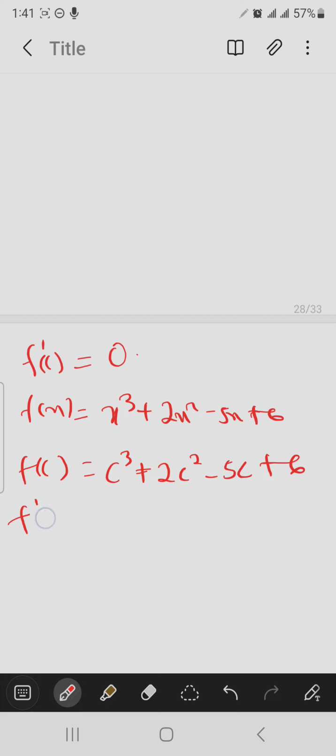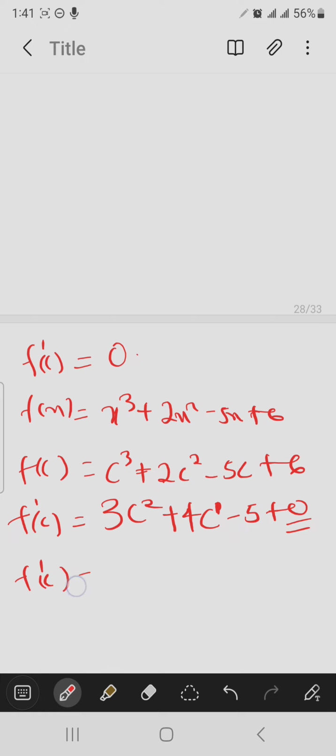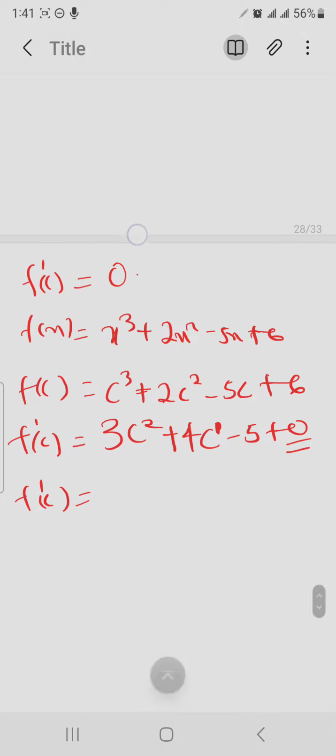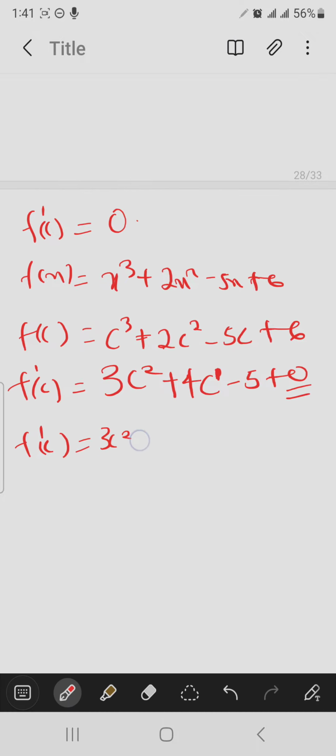So now f prime of c will now be equal to d/dx. Like when we differentiate, I hope you understand this. I'm not supposed to write this actually, because within that function, f prime of c, if this were to be something like y, it will not be dy/dc or something like that. So when you differentiate it, this one is going to be 3c squared plus 4c raised to power 1 minus 5, and this one plus 0. So f prime of c will be equal to 3c squared plus 4c minus 5. I hope you understand.